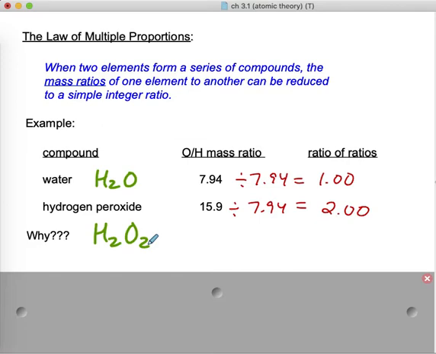So it makes sense that the oxygen to hydrogen mass ratio in hydrogen peroxide, the second compound, would be twice as great as that of water because it's got twice as many oxygen atoms. Isn't that cool?